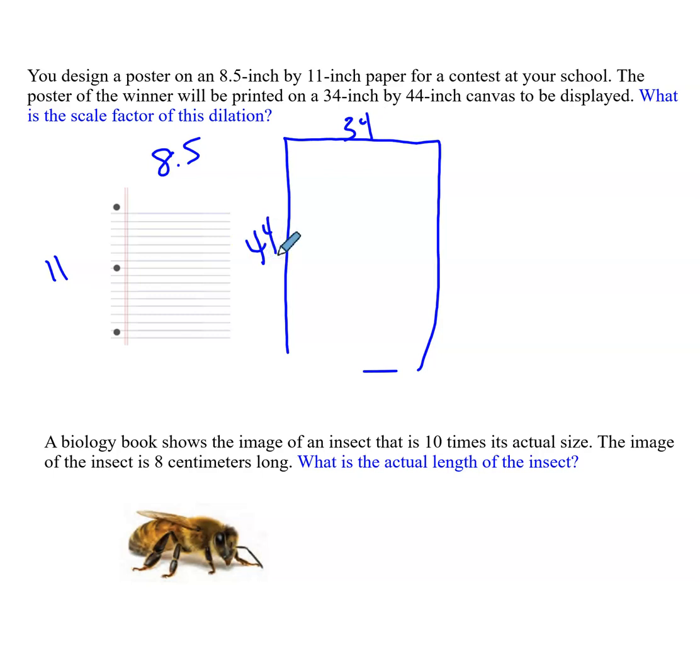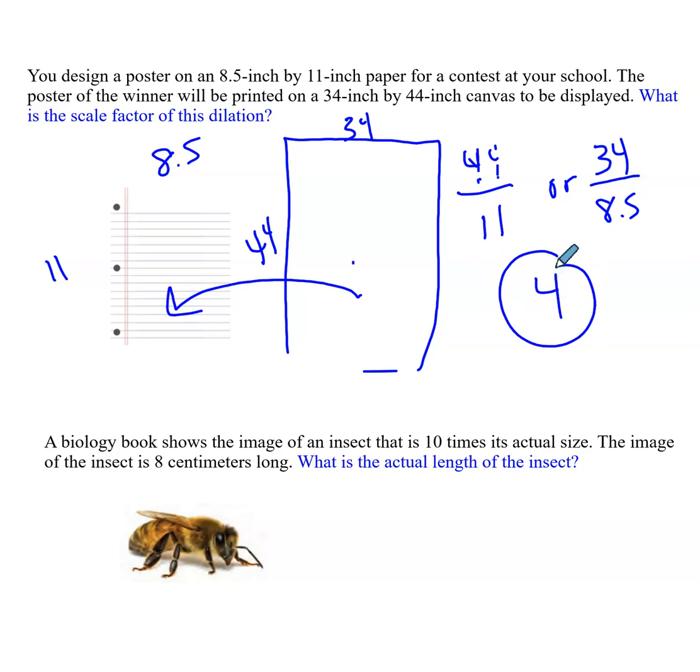Well, to find the scale factor, remember we do new over old. So we're going to put this one over this one. We can either do 44 over 11, or we could use the width and do 34 over 8.5. Well, I think you can see that the 44 over 11 is going to be easier either way, but our scale factor is going to be 4. The new canvas is going to be 4 times the size of the original one.